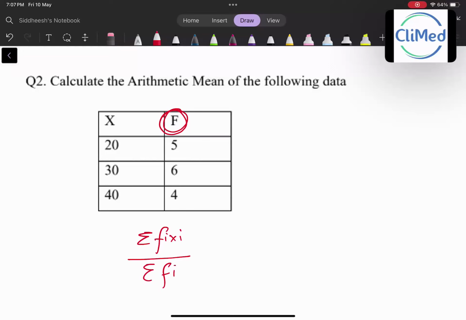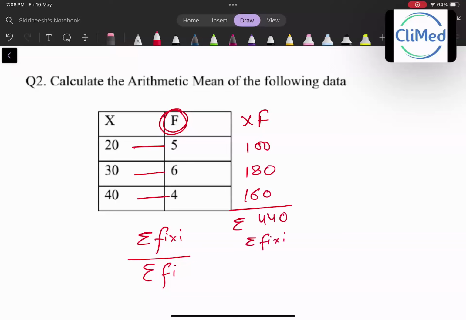F is what? Frequency. Perfectly fine. Now we need to find what? X and F. Correct? The above value. Now 20 into 5, how much? 100. 30 into 6, how much? 180. 40 into 4, 160. Now calculate it. You're getting how much? 440. This will be what? Your summation of Fi xi.